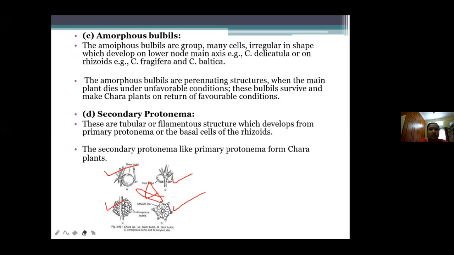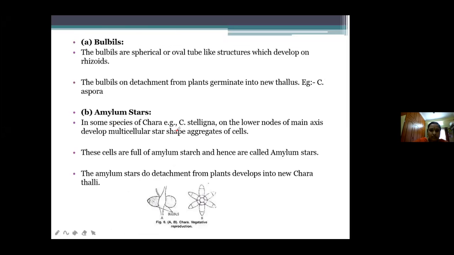The amylum starch, in some species of Chara, for example, is called the main stellate. What is a stellate? At the lower node part of the main axis, multicellular star-shaped aggregates of cells develop, where all the food material is stored. What is the shape? That shape is a star shape. Amylum starch fills that aggregate of cells, full of amylum starch, hence it is called the amylum starch. These develop in the plants into new Chara thalli.